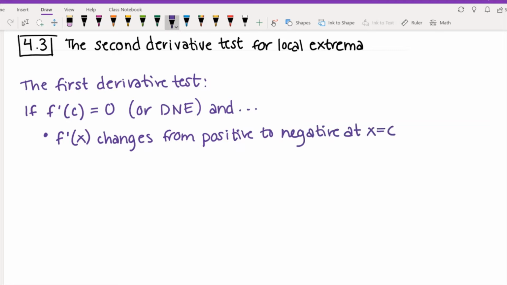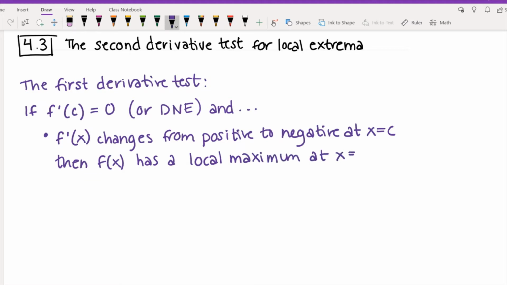So if the derivative changes from positive to negative, the first derivative, that means your function is changing from increasing to decreasing. And so if you just think about what that shape looks like, that means there's going to be like a hill type shape, right? So that is a local maximum. Then f of x has a local maximum at x is equal to c.